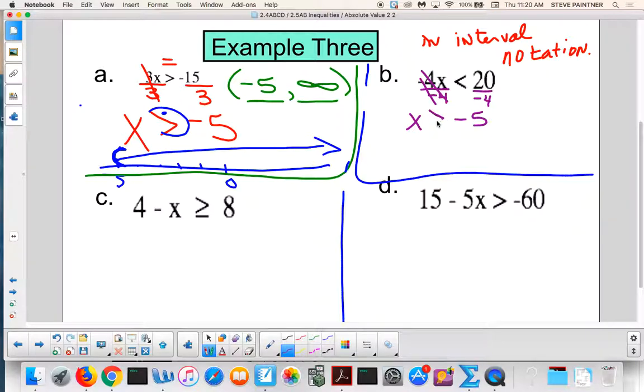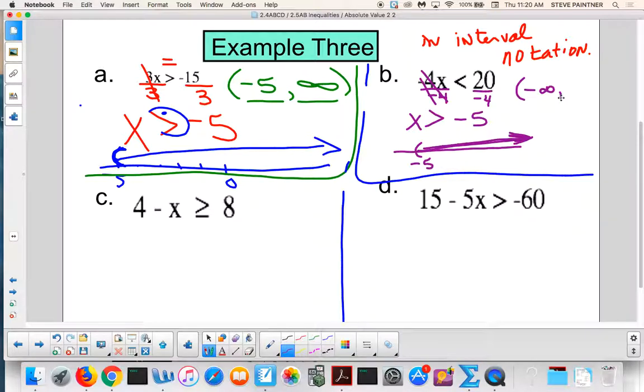Exactly. Look at that, that solution set is exactly that solution set. There's no difference. So I probably don't have to talk a whole lot, do I? -5 here, and go forever this way. And then your interval notation would be negative infinity to what?